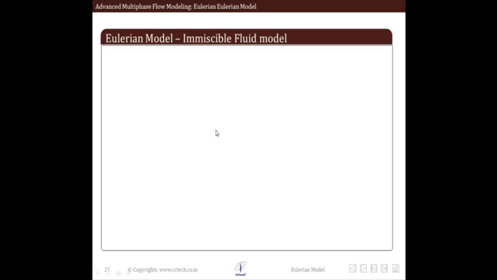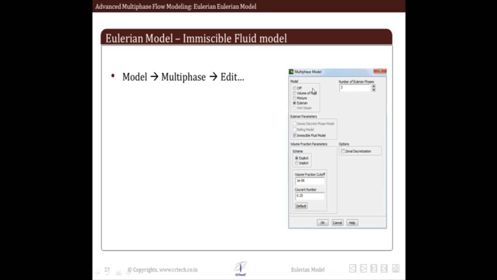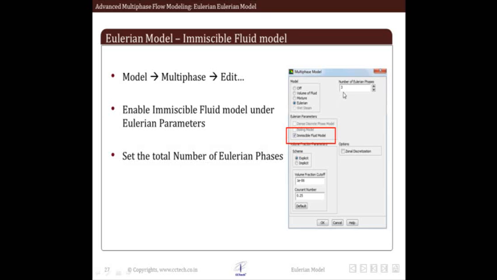Another specialized submodel within the Eulerian model is the immiscible fluid model. We have to use this when we are modeling immiscible fluids. We go to Model, Multiphase and Edit. Then again this panel pops up and we select the Eulerian model. We enable the immiscible fluid model under the Eulerian parameters. If we tick this, we can model the immiscible fluids. We set the total number of phases in this section. The point to be noted is that we cannot use this model with the dense discrete phase model. So this is a specialized model for modeling immiscible fluids.